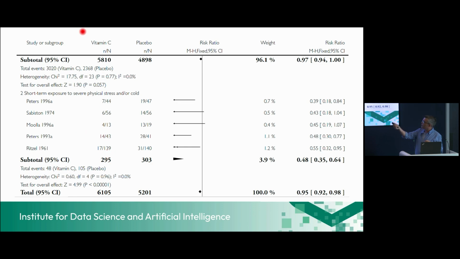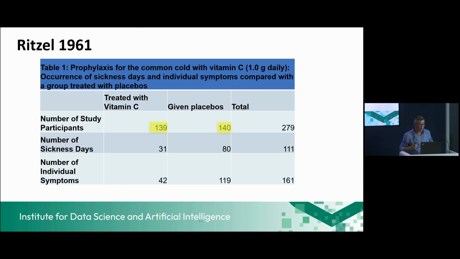139 in the vitamin C group, 140 in the placebo group. So this is table 1 from Ritzel, 1961. This is in the supplementary material from this Cochrane review. Number of study participants, there's 139. Number of placebos, 140. Number of sickness days, that's not the number of colds. Number of individual symptoms, that's not the number of colds. This could be one very sick individual contributing all of this information. And so the data is not in the published paper.